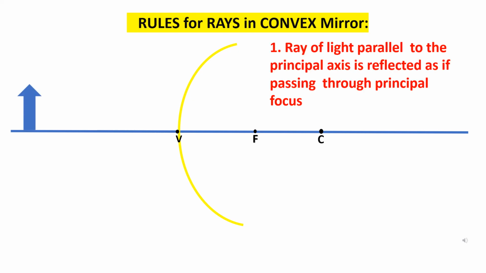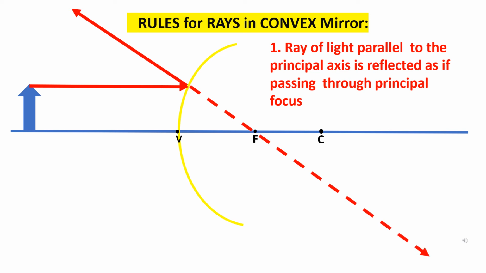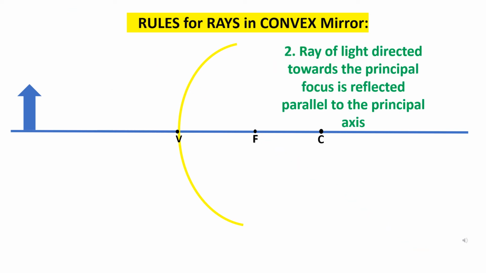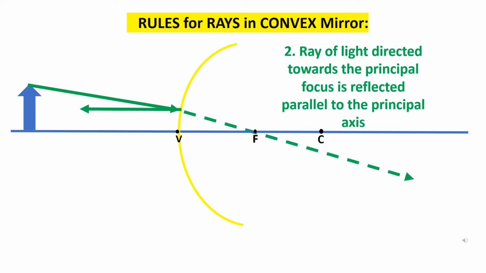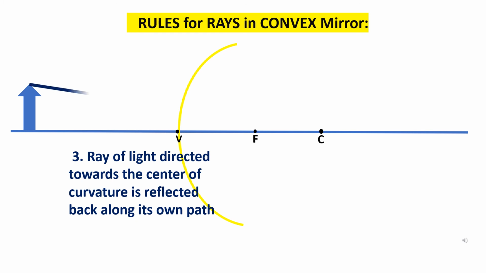Rule number 1, ray of light parallel to the principal axis is reflected as if passing through principal focus. For rule number 2, ray of light directed towards the principal focus is reflected parallel to the principal axis. And for rule number 3, ray of light directed towards the center of curvature is reflected back along its own path. Notice that the real rays are in solid lines and those behind the mirrors are shown with the broken lines.